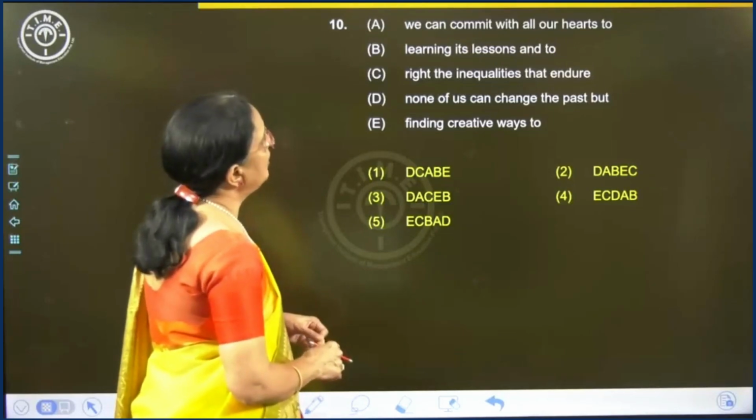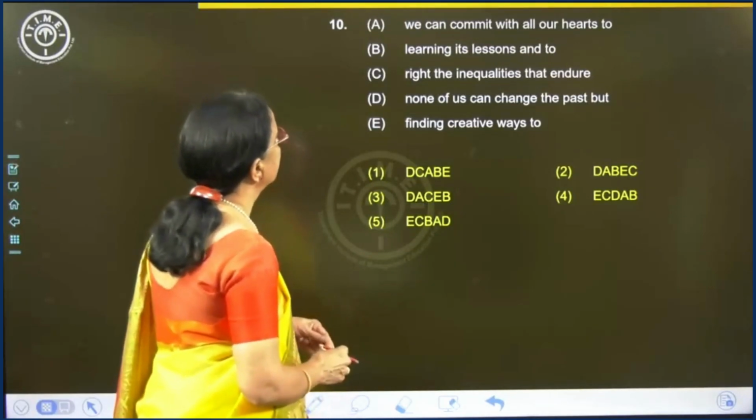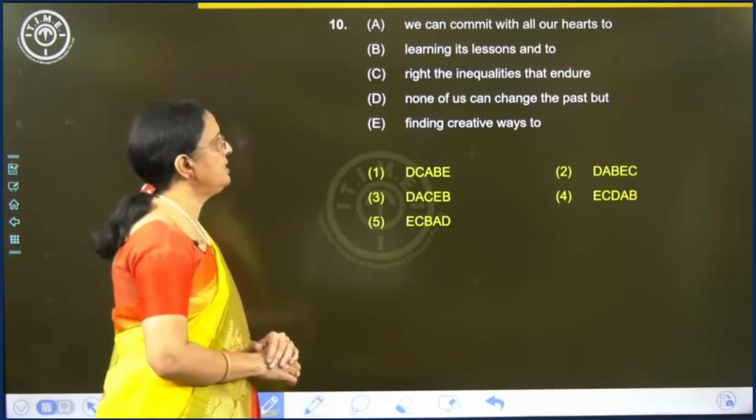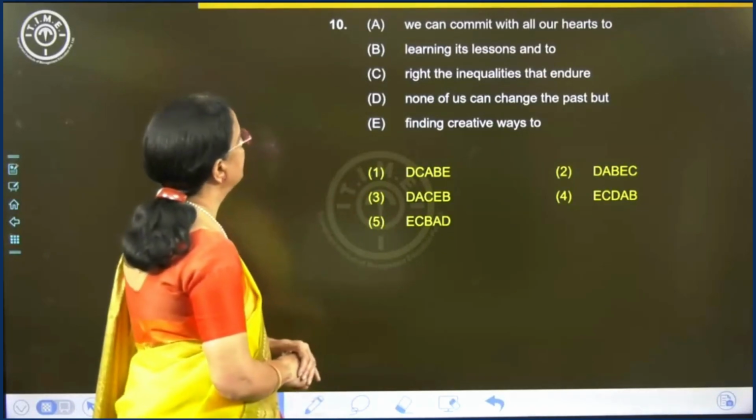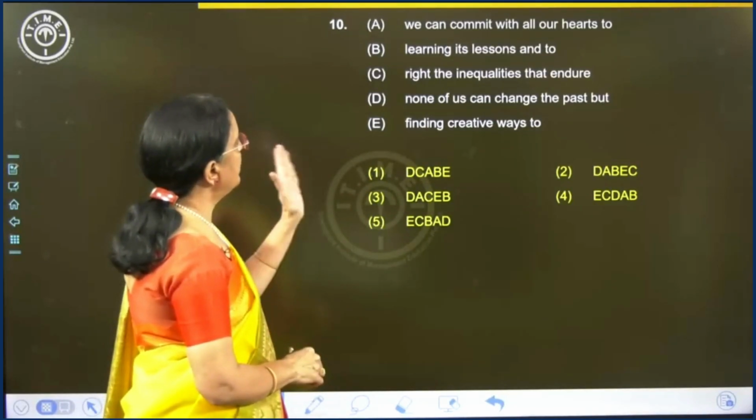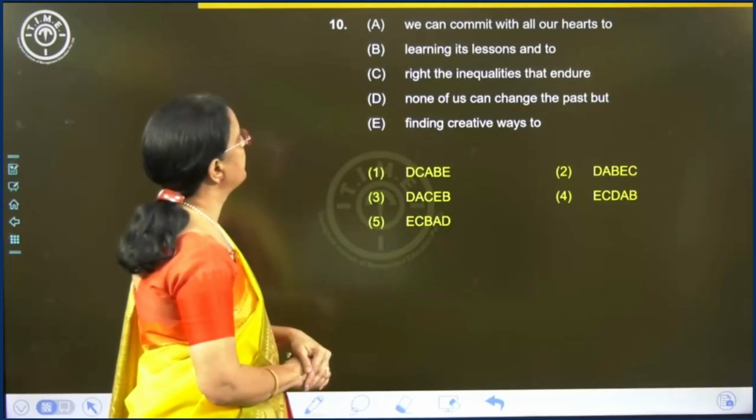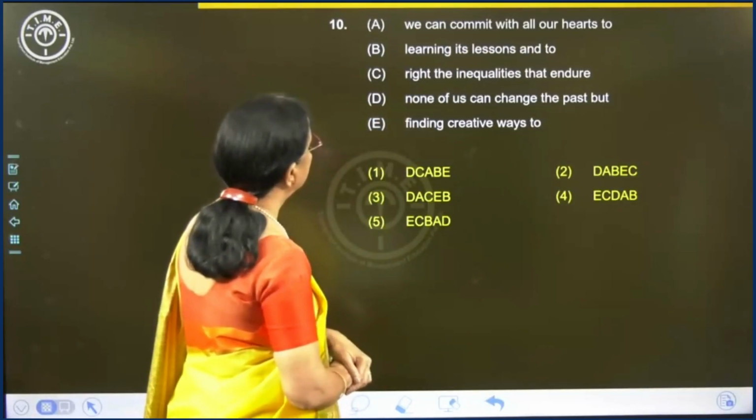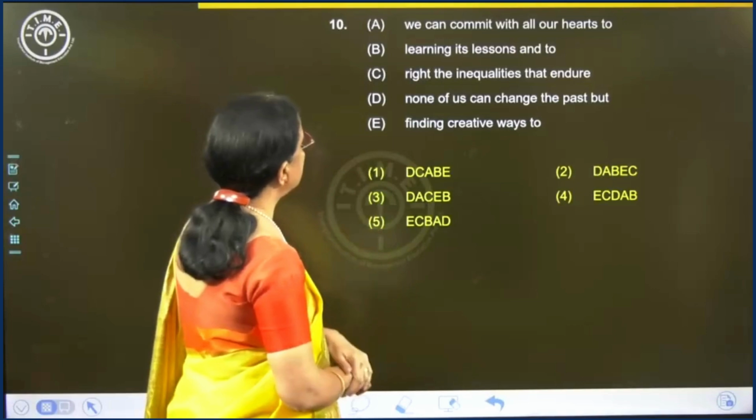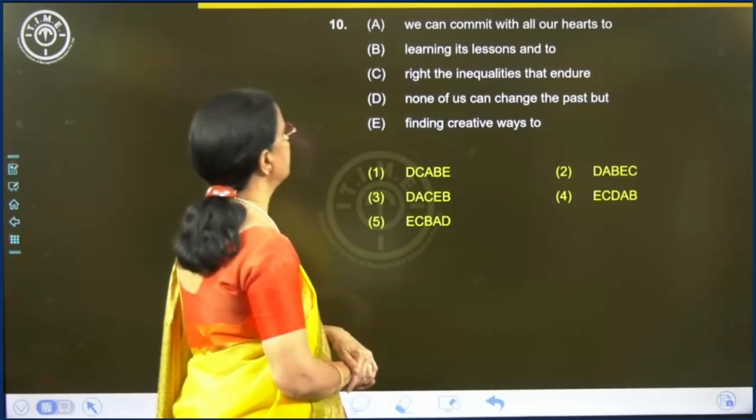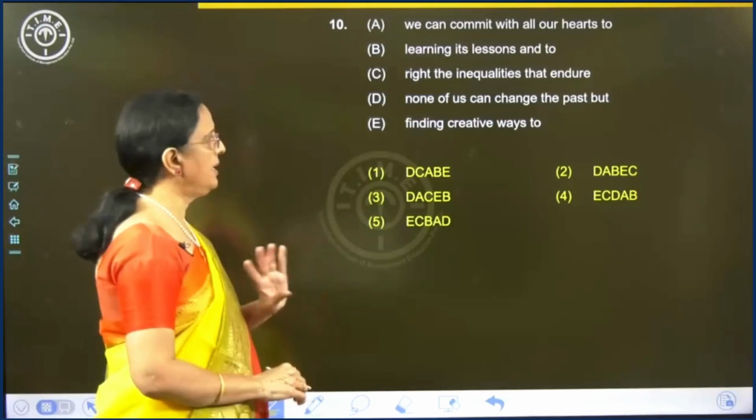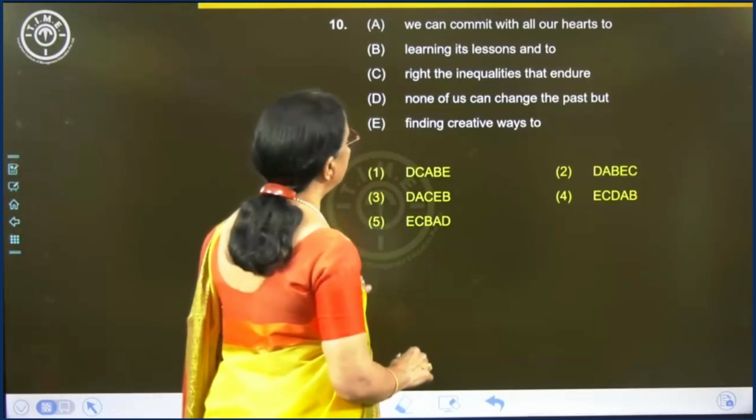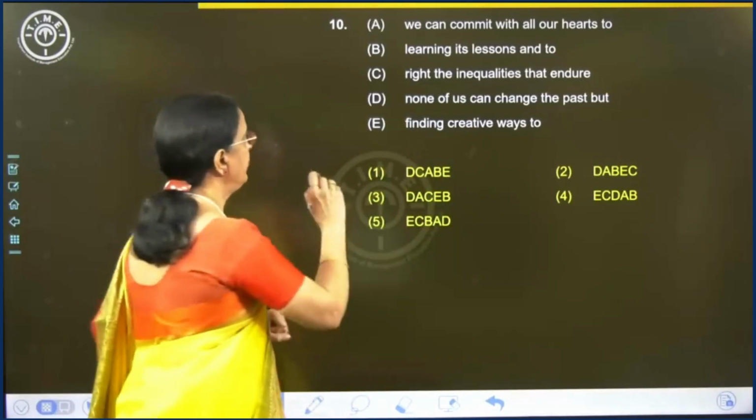We can commit with all our hearts to learning lessons and to right the inequalities that endure, none of us can change, and so on. All right, let's see. Where do you start with? None of us can change the past. We can commit with all our hearts to finding creative ways to right the inequalities that endure. You can start anywhere, any combination. Any connection you can take. Let's see. None of us can change the past. Yeah, good beginning. D.